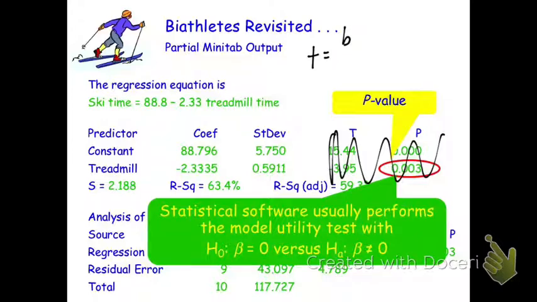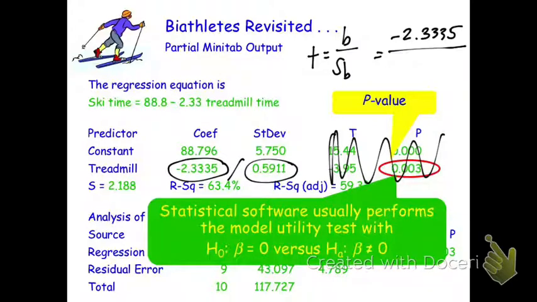So T equals B over SB. Now, which number was my slope? Negative 2.3335. And remember that you keep all of the decimals in computer output. So if it went out 10 decimal places, you would keep all of them. And then what was my standard deviation of the slope? 0.5. They're always side by side, so it's pretty easy to remember. And then you should get negative 3.95.